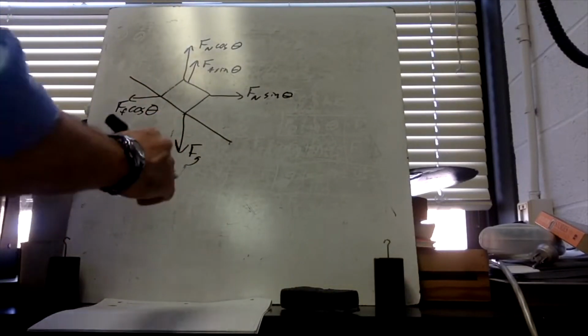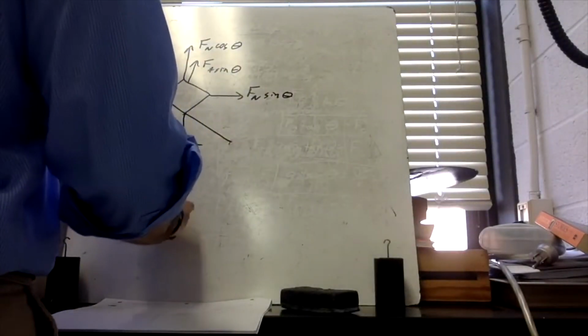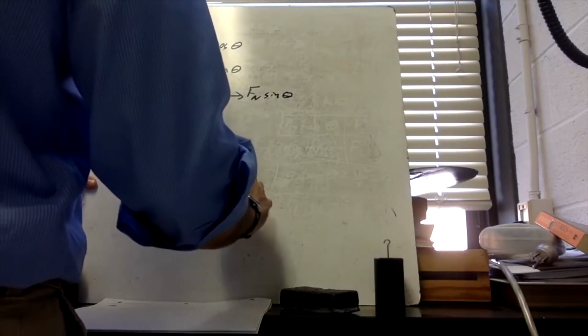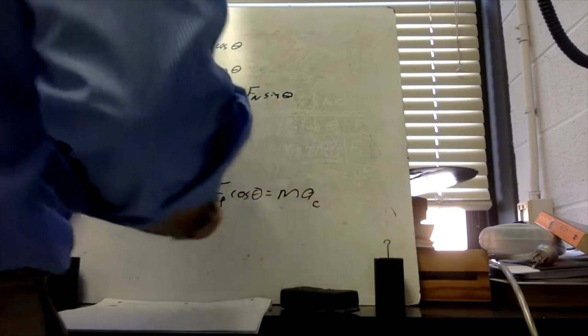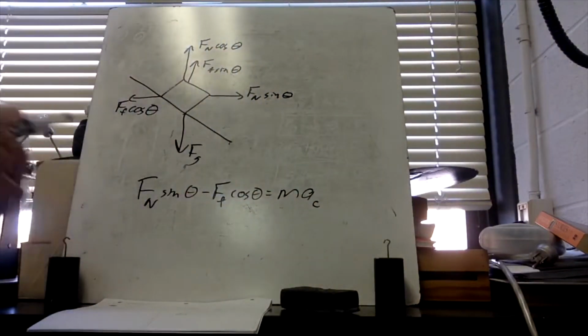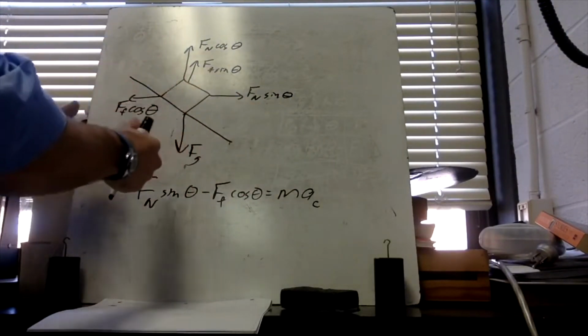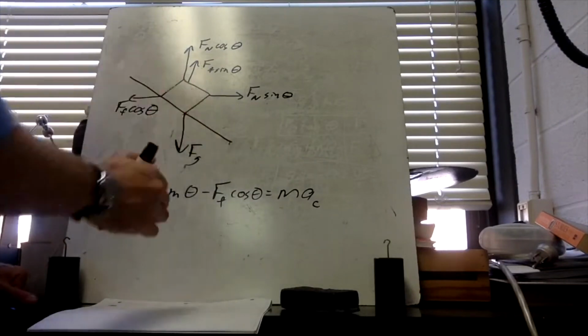Now, what are all the horizontal forces? Fn sine theta minus Ff cosine theta equals m ac. The idea here, again, is that if it's going too slow, it'll slide down. This is showing it where it's on the verge of sliding. That means friction has to be pushing up on it that way.